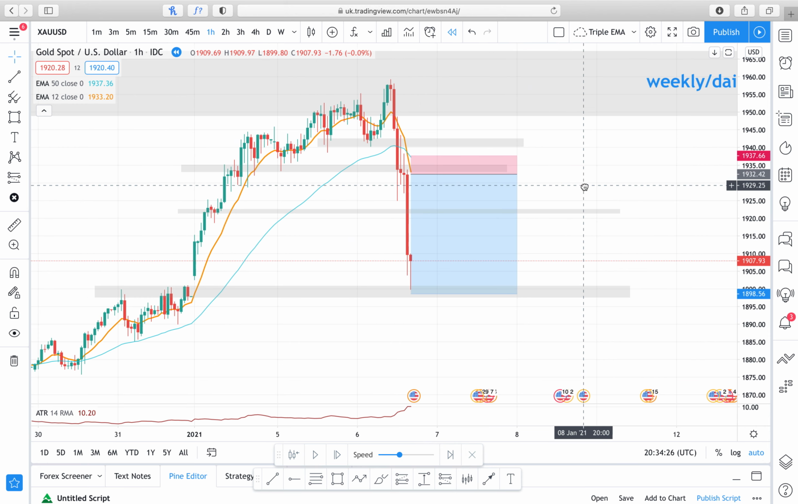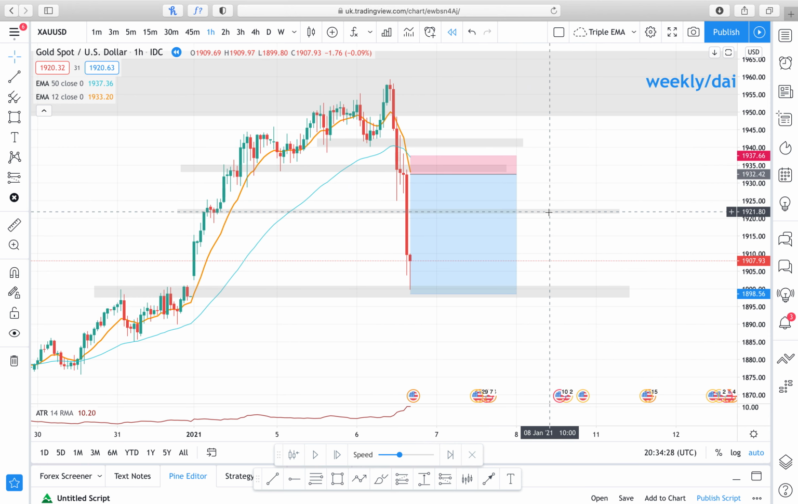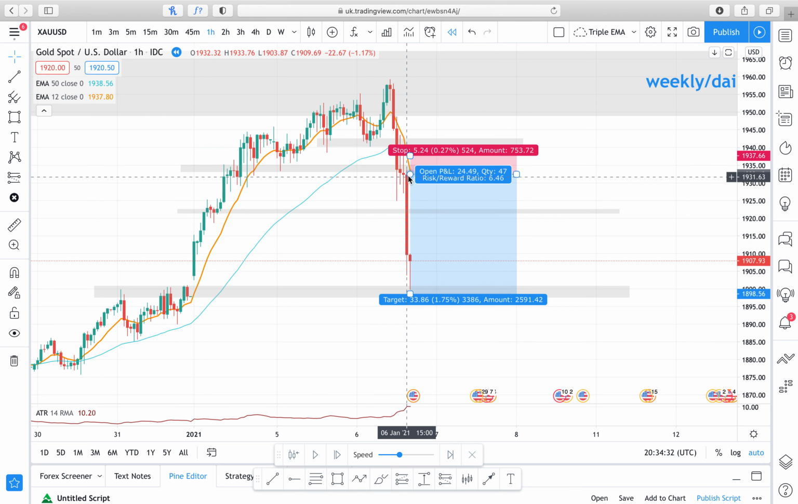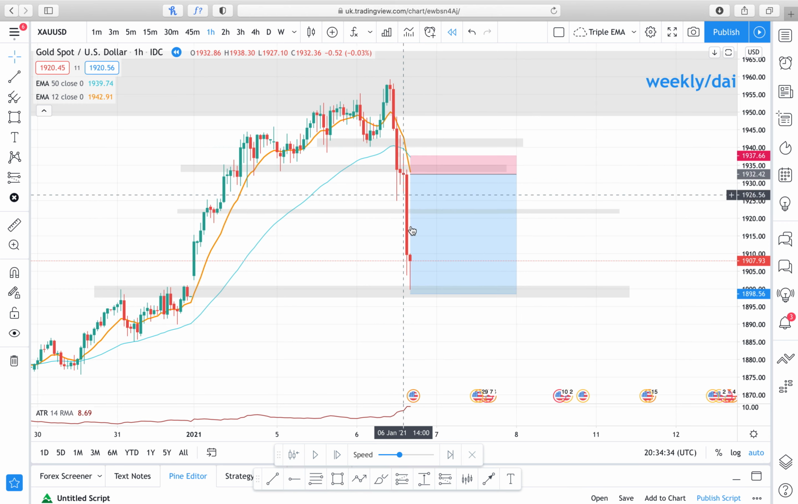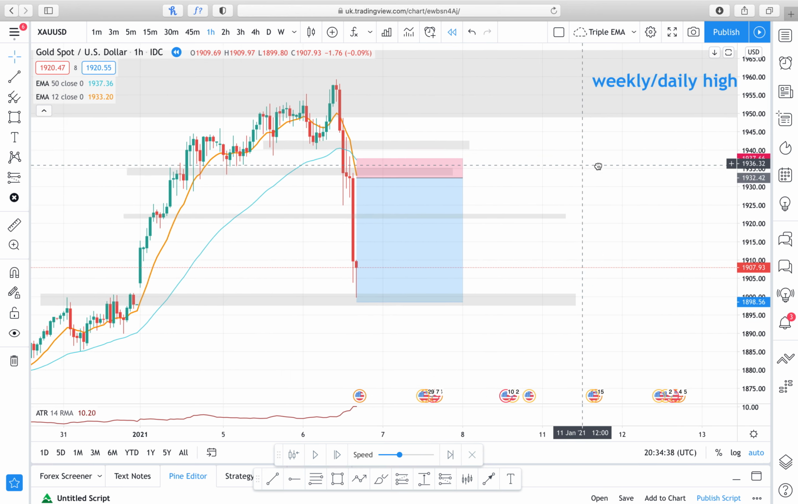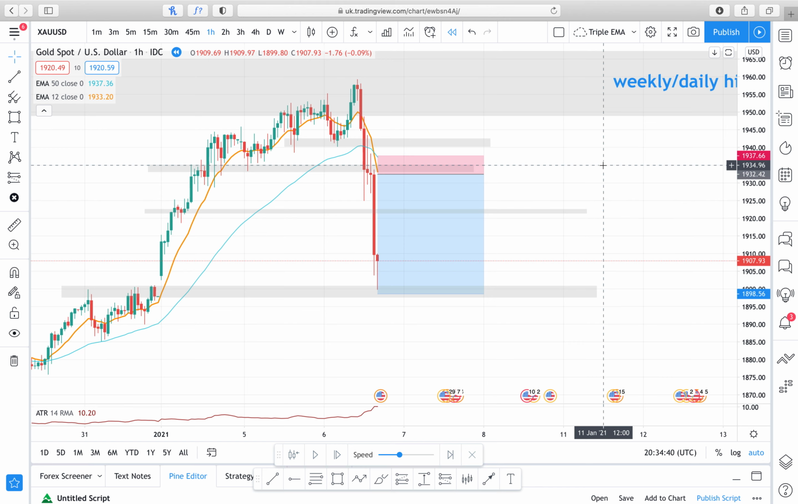Then. So I did call this trade out, and I did put it in our VIP chat for Project Gold. And I said to sell gold off on this level. It's going to push down towards the 1900 area. And if any members did take it, fantastic. Bagged some nice pippage there.